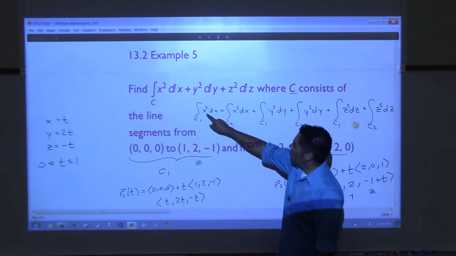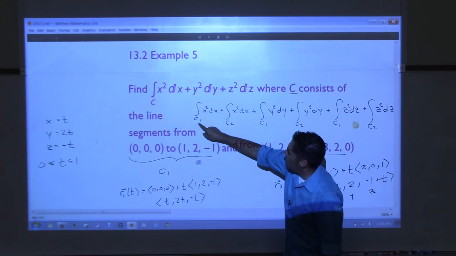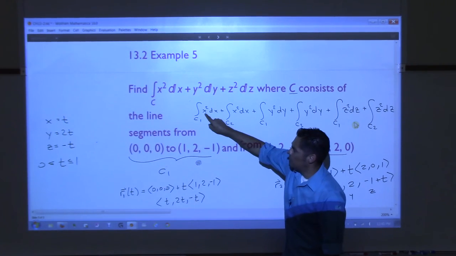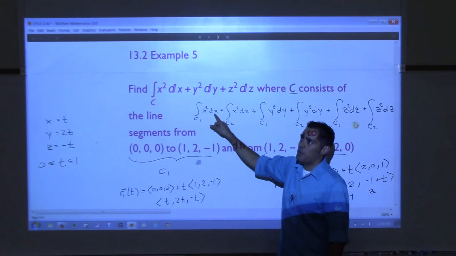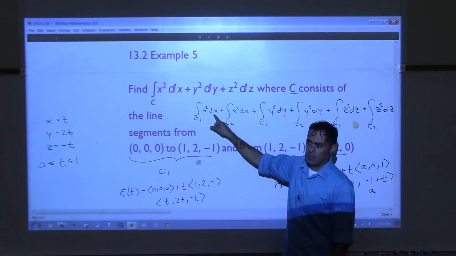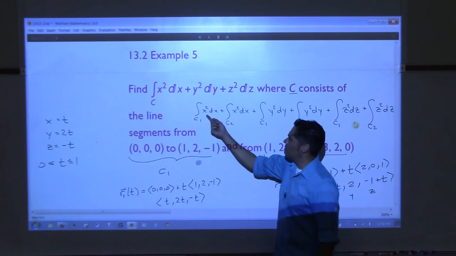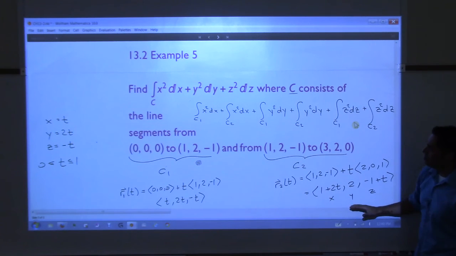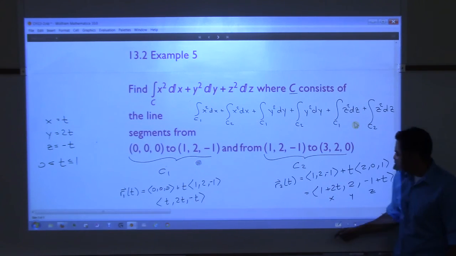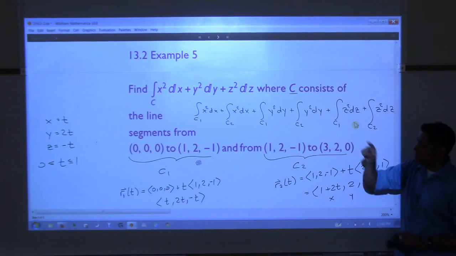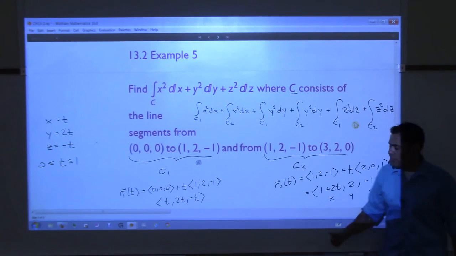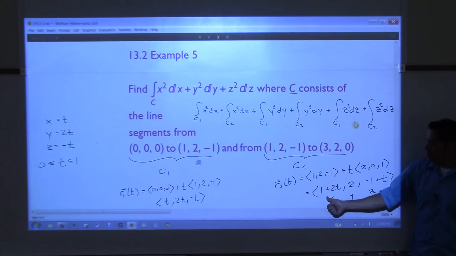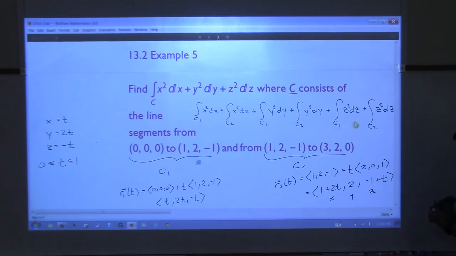When you do this, let's just look at this one real quick. On C1, you're going to replace x with what? t. So t squared dx is going to be replaced with the derivative of x with respect to t, which is 1. So this is just going to be t squared, right? This one right here, you're on C2 now. So you replace x with what? 1 plus 2t, and then you have to do that quantity squared. And then you replace dx with the derivative of this with respect to t, which is 2. The integral goes from 0 to 1. Make sense? Okay. All right, we got to go.